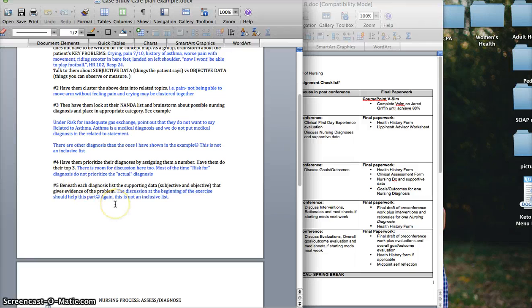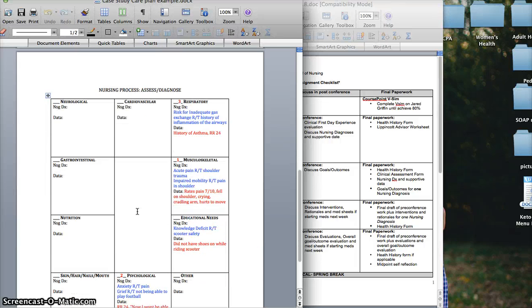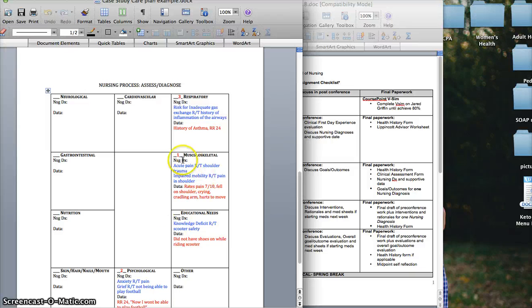Beneath each diagnosis, list the supporting data. So subjective and objective. This is some things that you had talked about before that gives evidence to each problem. Again, there's discussion to this, and this is not inclusive. So you'll just see here that, under risk for inadequate gas exchange, we put a history of asthma and a respiratory rate of 24. That's data that you collected that supports this nursing diagnosis.